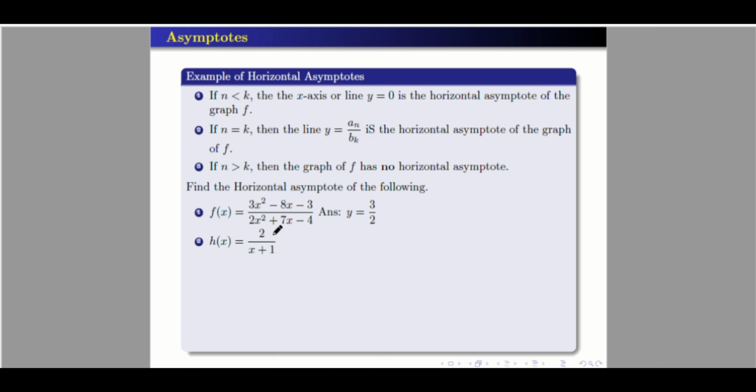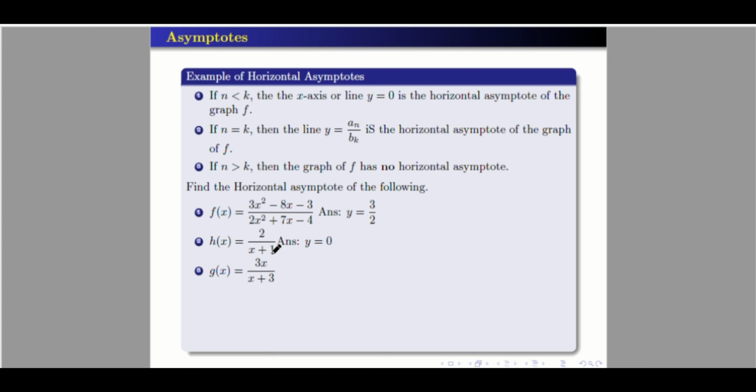Next, h of x. If you notice, there's no x here, so this is x raised to 0. So 0 is less than 1, since the exponent in the denominator is 1. That falls on the first condition. The degree of the numerator is 0 and the degree of the denominator is 1. So the horizontal asymptote is the x-axis or line y equals 0.